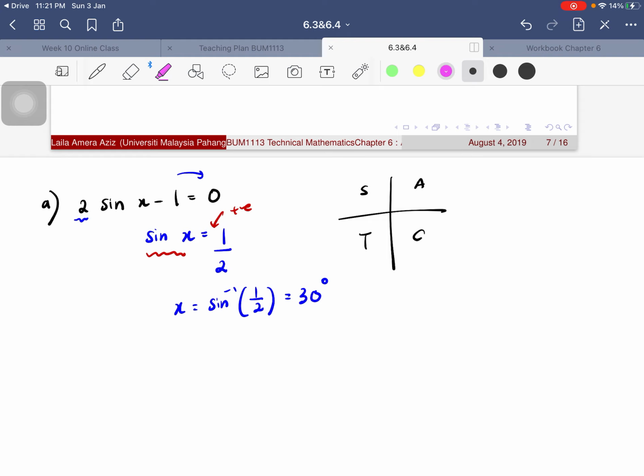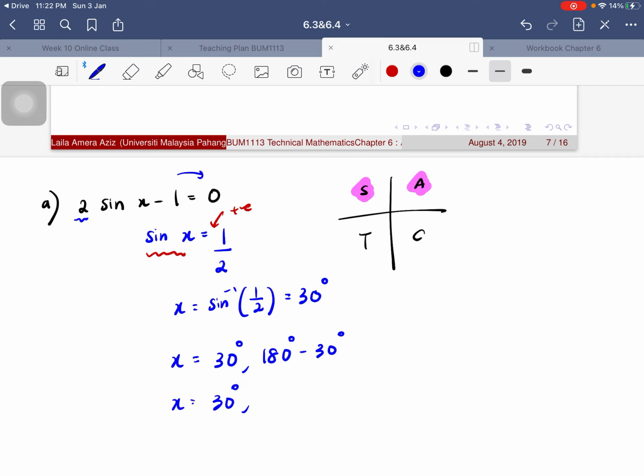So what happened is that sine is going to be positive either in the first quadrant and also in the second quadrant. So now when I want to find the value of x, our real angle in the first quadrant is going to be 30 degrees. In the second quadrant it is going to be 180 minus 30 degrees, which simplifies to 30 degrees and also 150 degrees. So that is going to be my two angles.